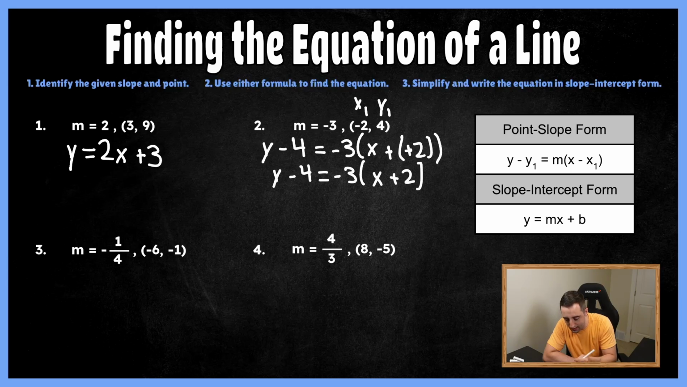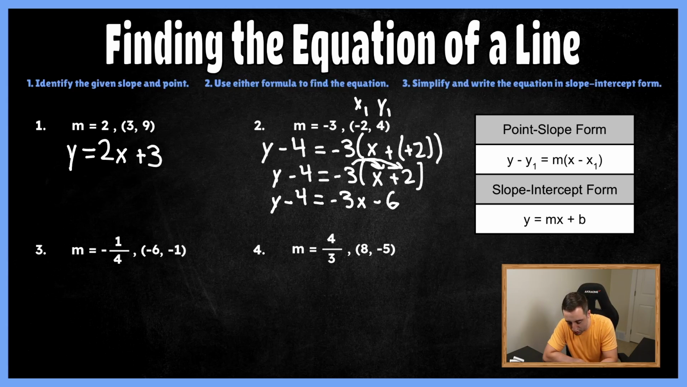And now we want to utilize distributive property because x plus 2 can't be combined together. So negative 3 times x, negative 3 times a positive 2. Y minus 4 we just bring down equals negative 3 times x is negative 3x. Negative 3 times 2 is going to be negative 6 or minus 6. And then we just need to get y by itself, and then we have our equation of a line.